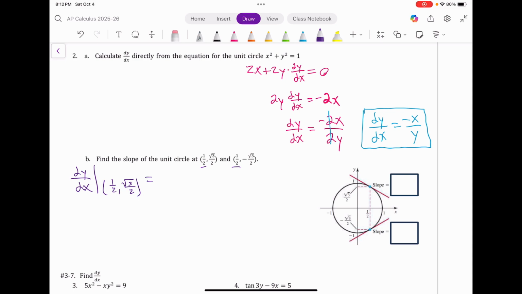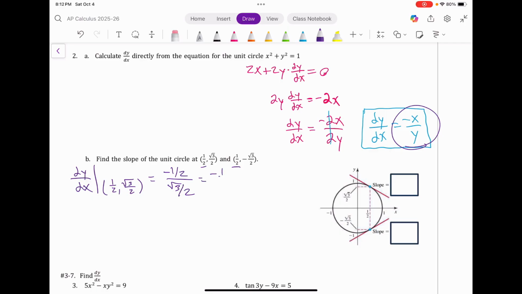So what I just wrote, that's how you always write an evaluation of a derivative if you're using dy/dx. You draw that vertical bar right next to dy/dx, and then you put a subscript of whatever the point is. All right, so we're plugging into negative x over y, because that's our derivative. So what do we got? We got negative 1/2 over root 3 over 2.